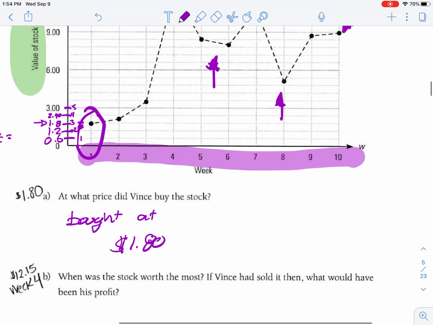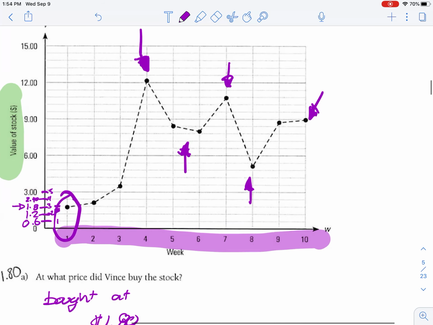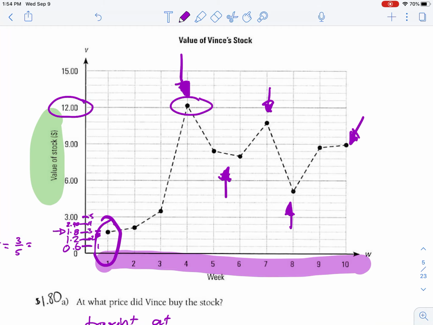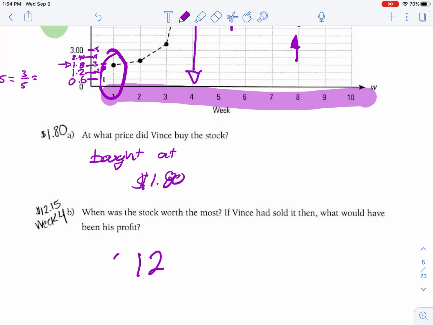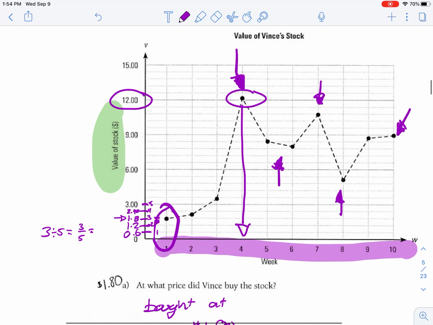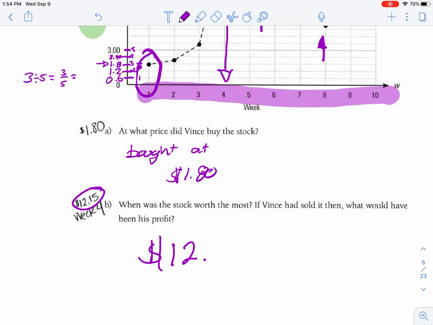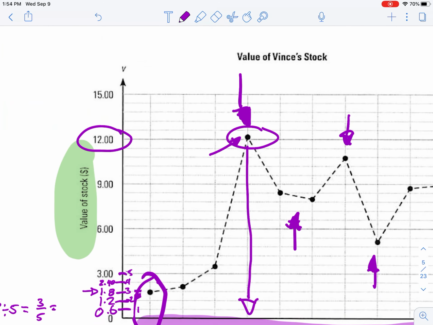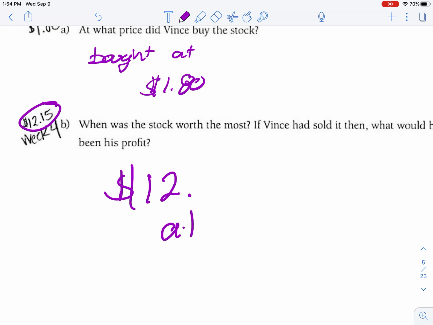Now since he bought it at $1.80, when was the stock worth the most? The most is obviously the highest, so look for your highest value. It cost $12 on week 4. It's a little bit above 12, but honestly, if you put $12, I would totally mark it right. Okay, $12.15, whatever. It's $12. If it's that big of a difference, guys, you can barely tell, just round it to the nicest number, which is $12 in this case. And that's at week 4.